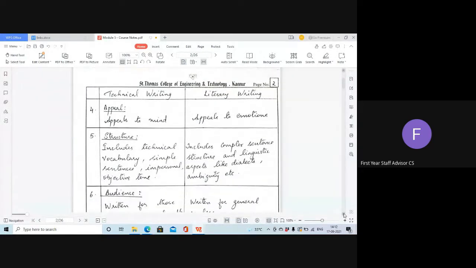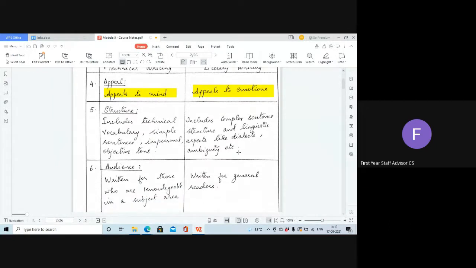Technical writing appeals to the mind. That is, once we find the solution to a particular problem, it gives us satisfaction to the mind. And literary writing appeals to emotions. That is, we feel sad, we feel happy, etc. after reading literary writings. Then, the structure of the writing.